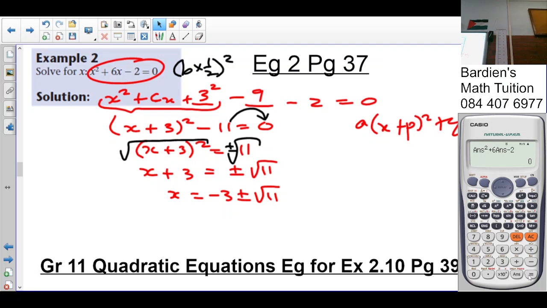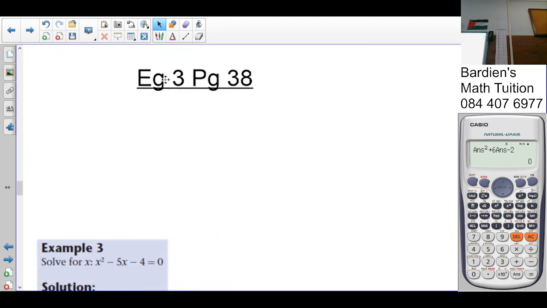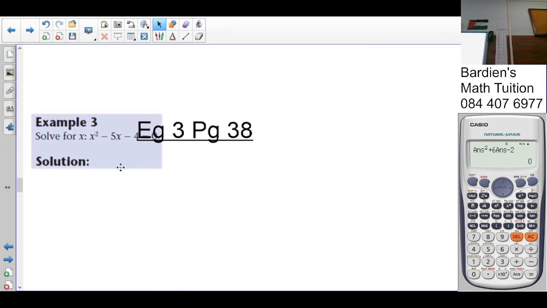If I do it for the negative root, x is equal to minus 3 minus the square root of 11. It should also give you an answer of 0 if correct. Okay. This is another way of testing your solutions, if your solution is correct.